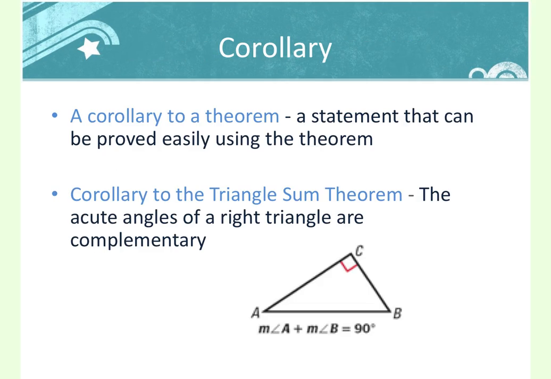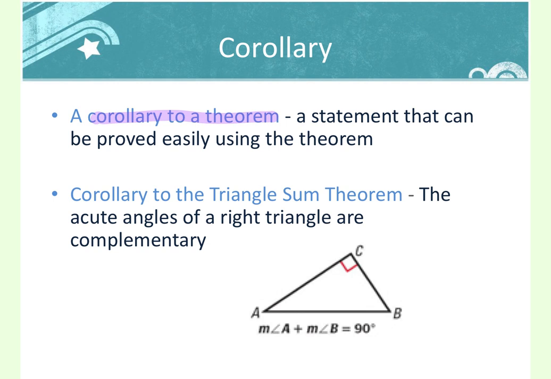Okay, a corollary, so this is a new term. A corollary to a theorem is defined as a statement that can be easily proven by a theorem. So basically this just says if someone has made the discovery of the theorem, a corollary is something that kind of piggybacks off of it. That would be easy to figure out based on that.